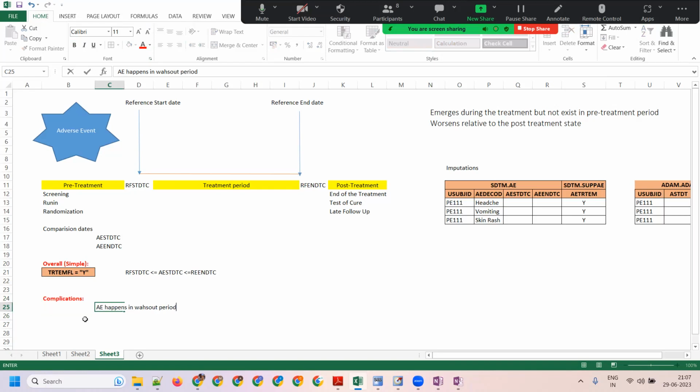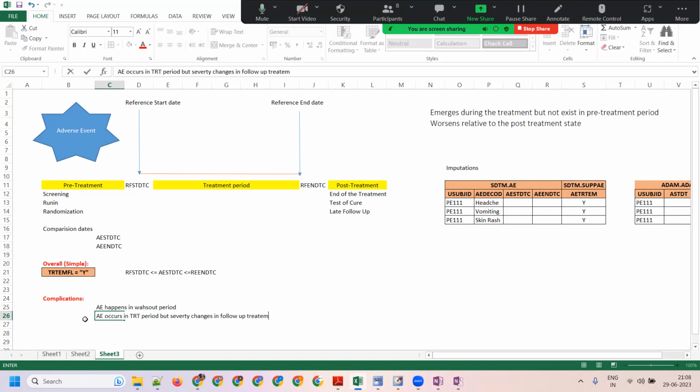Number two, an adverse event occurs in a treatment period, but displays a severity change in the post-treatment. That is, AE occurs in treatment period. That is fine. But severity changes in follow-up treatments. The meaning is, again, washout, crossover treatments.